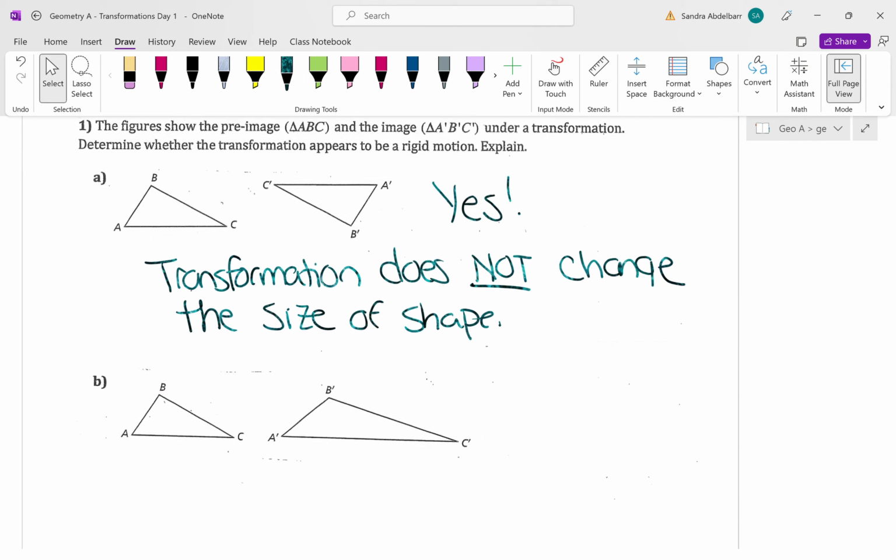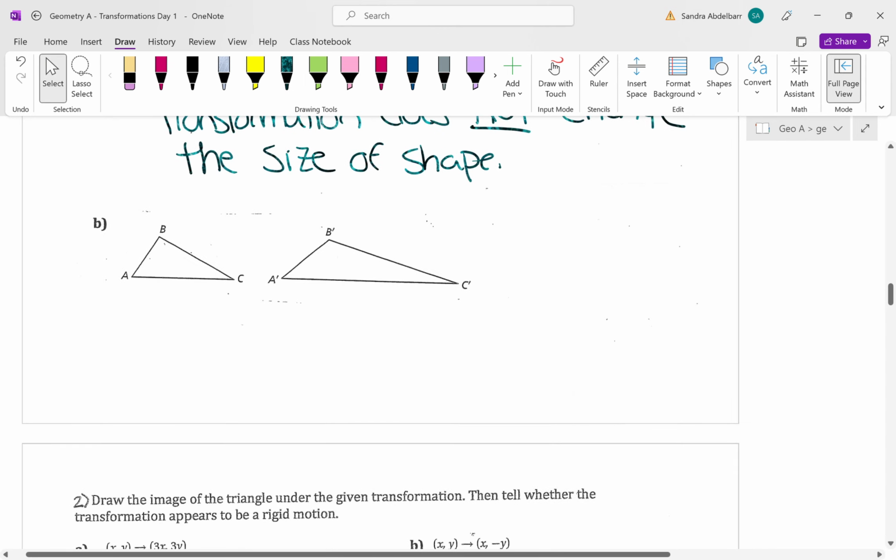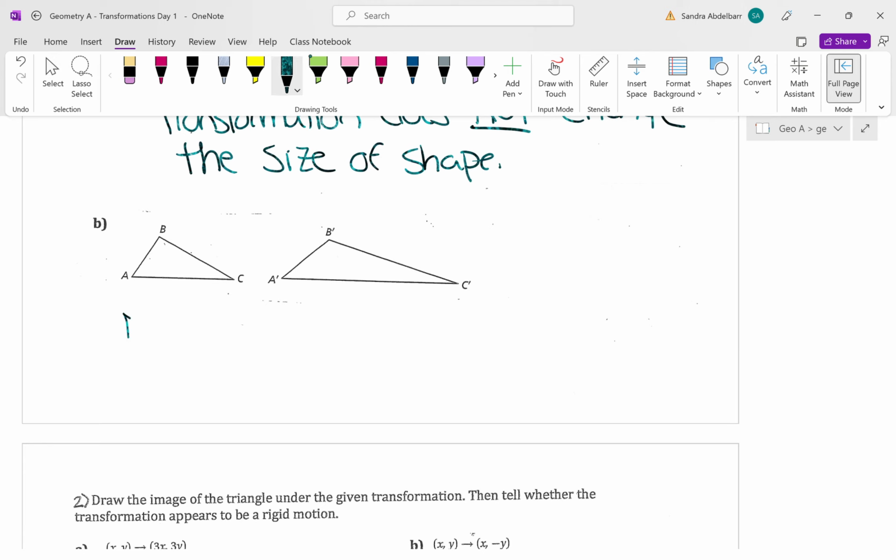All right, what about letter B? Rigid motion or not rigid motion? How many people say yes, rigid motion? How many people say not rigid motion? Good, this is not a rigid motion.